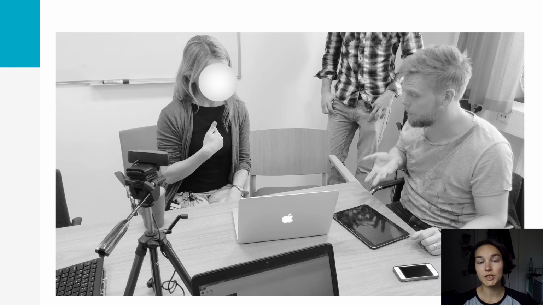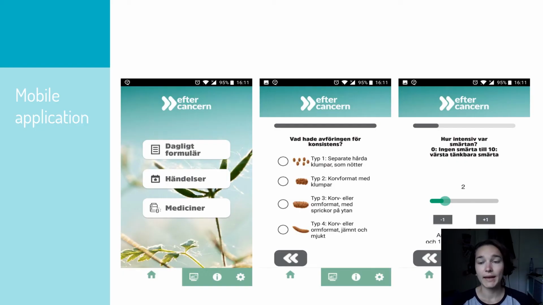So this is just a picture from the design process, so you can imagine how it looked. On the left side, it's the nurse making a very strong gesture, and on the right side, it's one of the researchers from applied IT, and in the back, it's a developer observing what's happening during the situation. And this is how one of the later prototypes of the application actually looked.